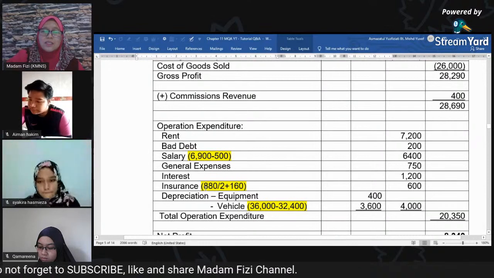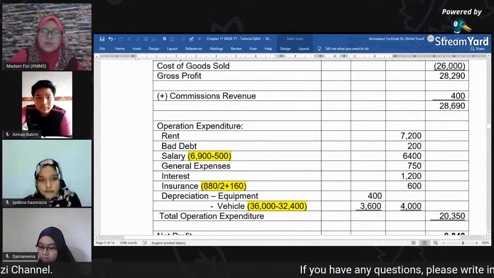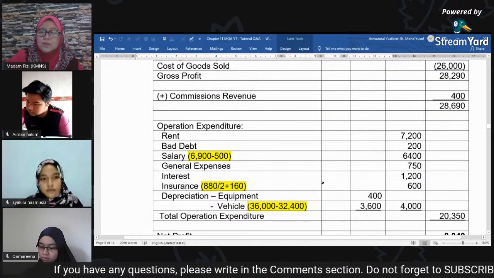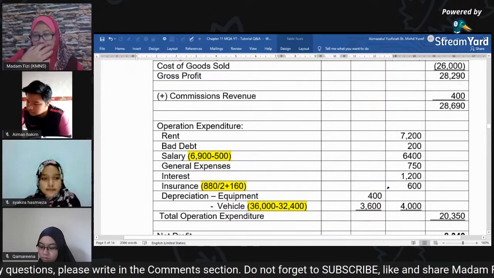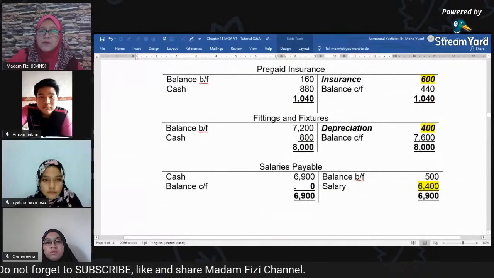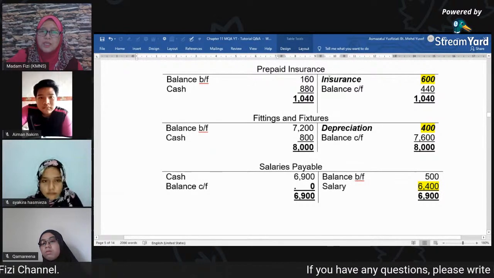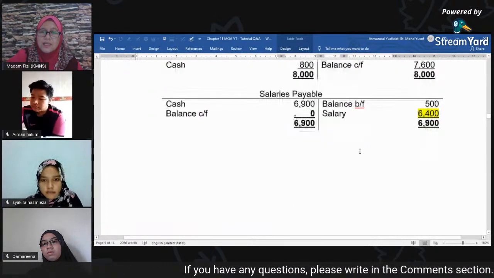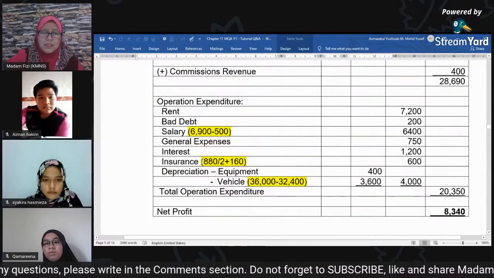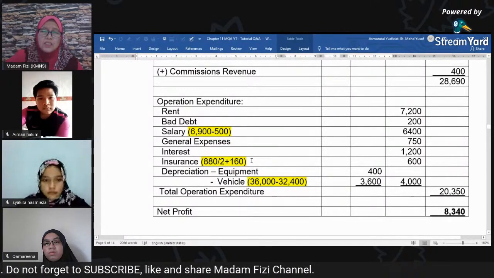Okay, because just now we did the T account, right? So we get 600. Correct or not? Okay, you look at the question just now. We already made the prepaid insurance to get the insurance expenses, that is 600. Okay, this is the working calculation if you don't use the T accounts.